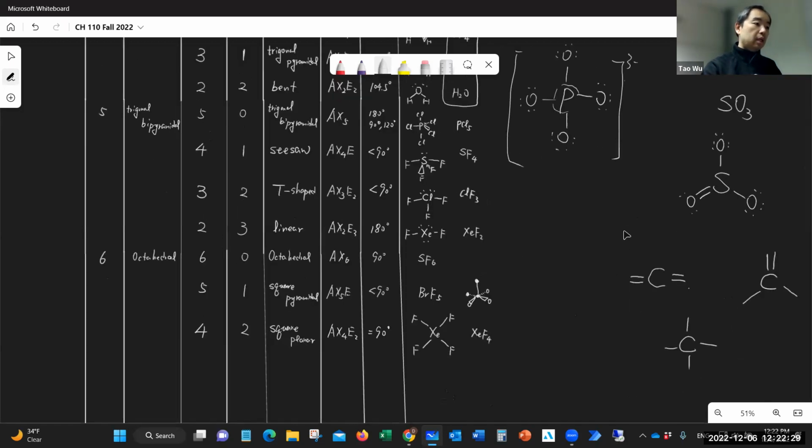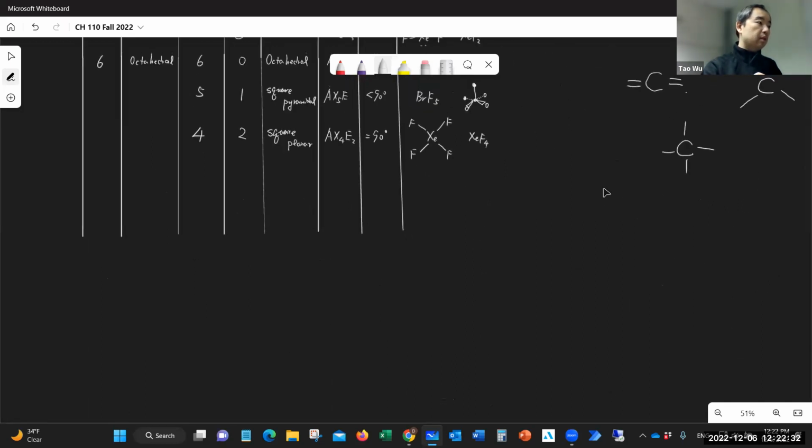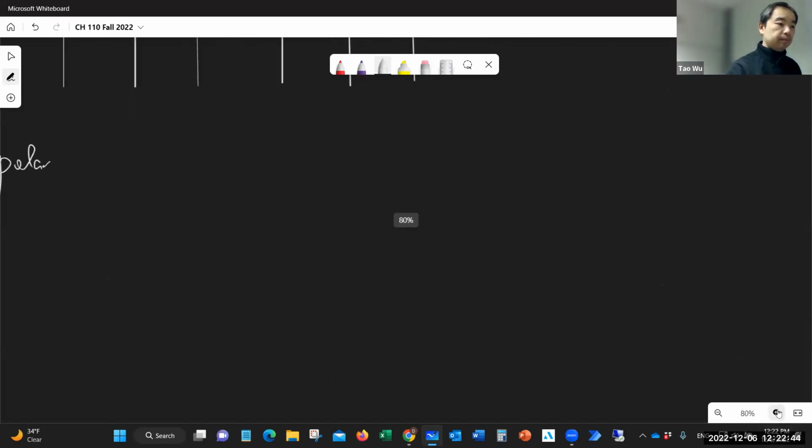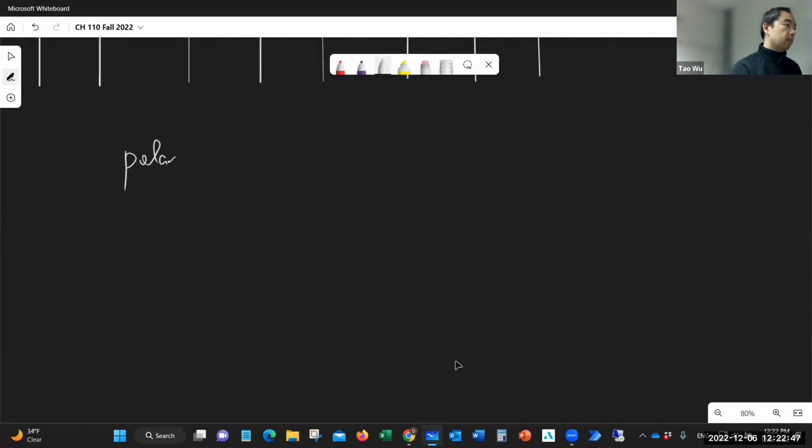So this is pretty much what we talk about for how to use the geometry of molecules. I would like to spend the last several minutes talking about the polarity of the molecule. We talked about the polarity of the bond, but for the molecule, there could also be polarity of the molecule.